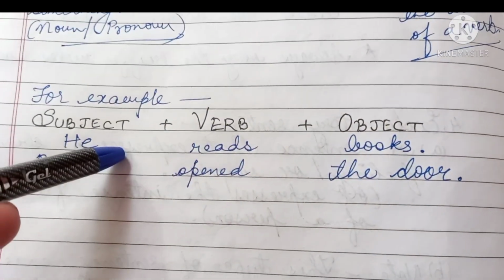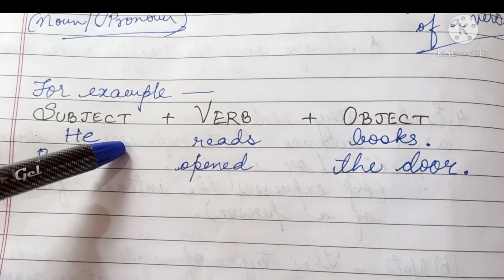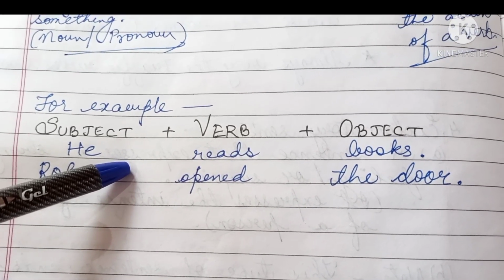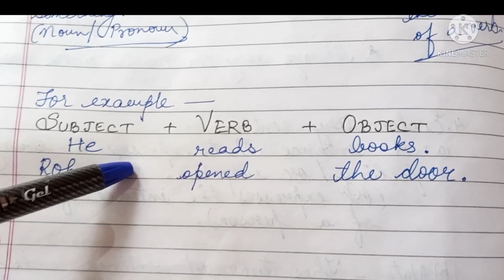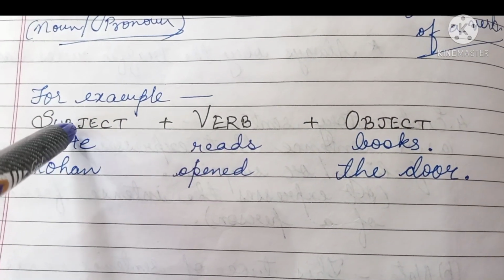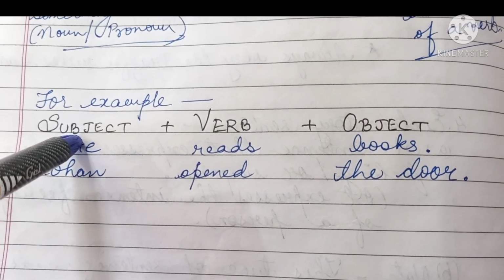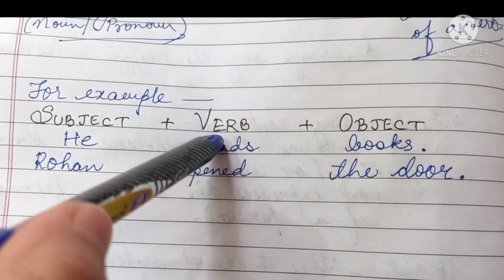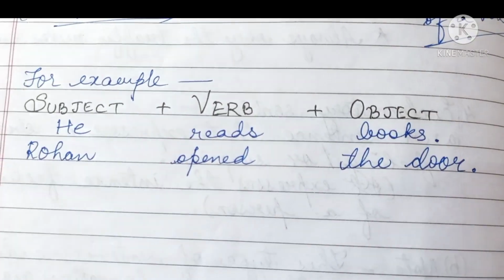Students, you have to follow this word order. It means you have to sequentially arrange the words in a sentence to give a complete meaning. This will be the correct word order in the English language: subject plus verb plus object.